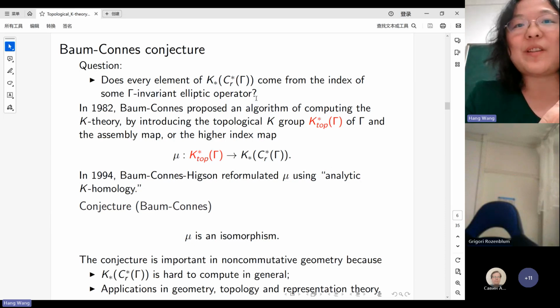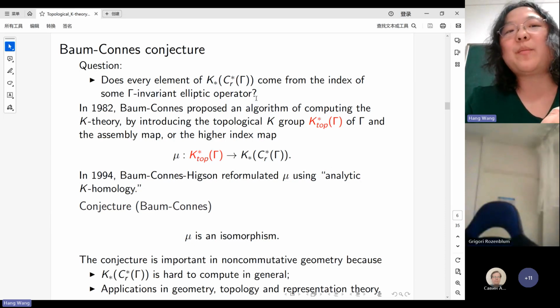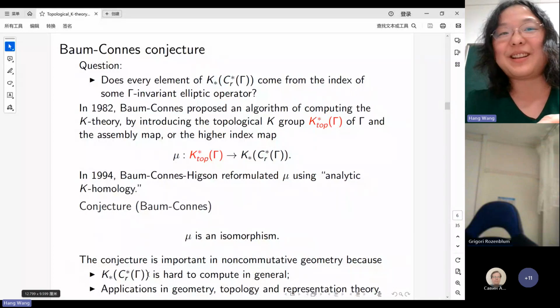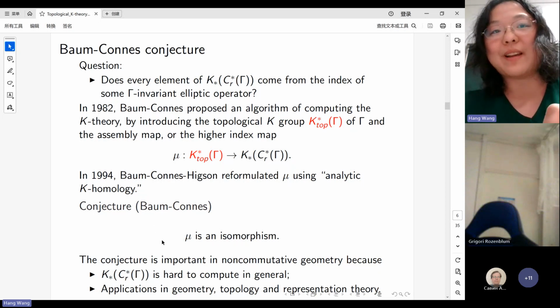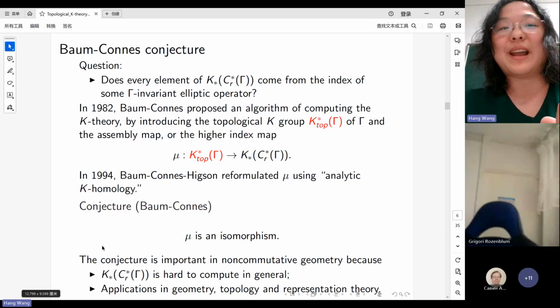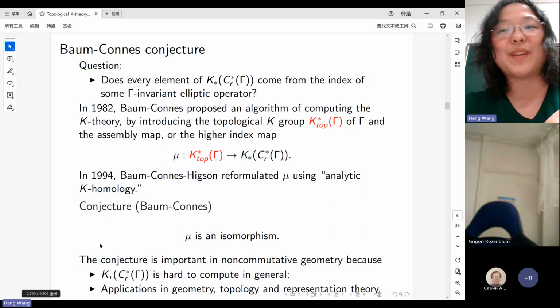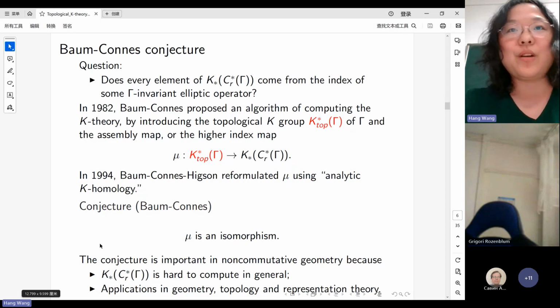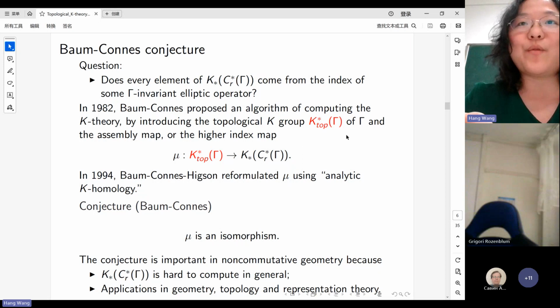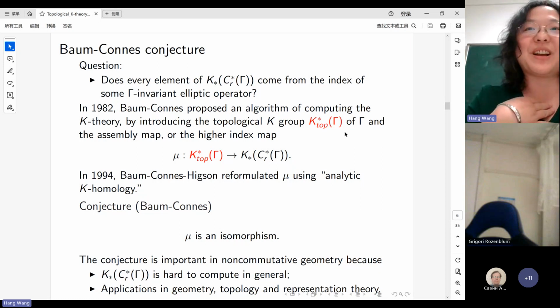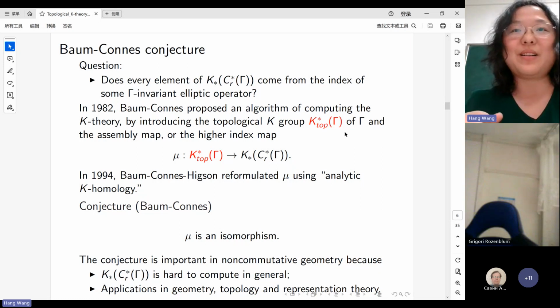And this conjecture is important in non-commutative geometry just because it is in general very hard to compute the K-theory of the C-star algebra directly. And also it's important because if one has this isomorphism, then we have a lot of nice applications in geometry, topology, and representation theory. That is the first part of my brief introduction of the context.